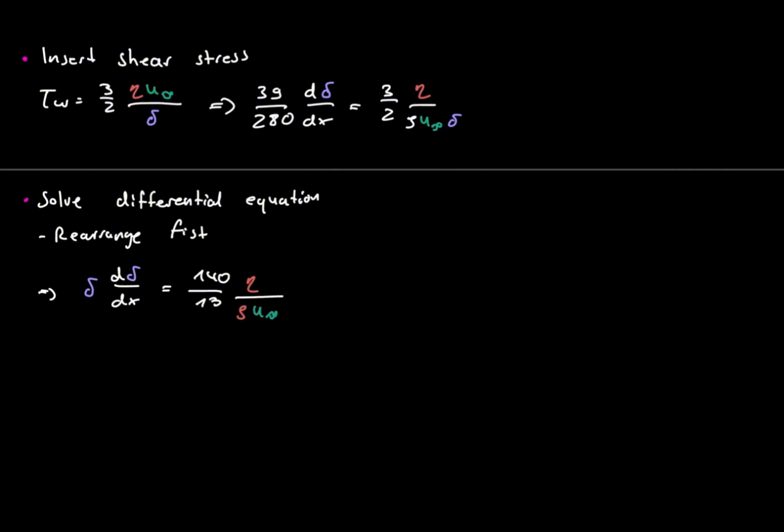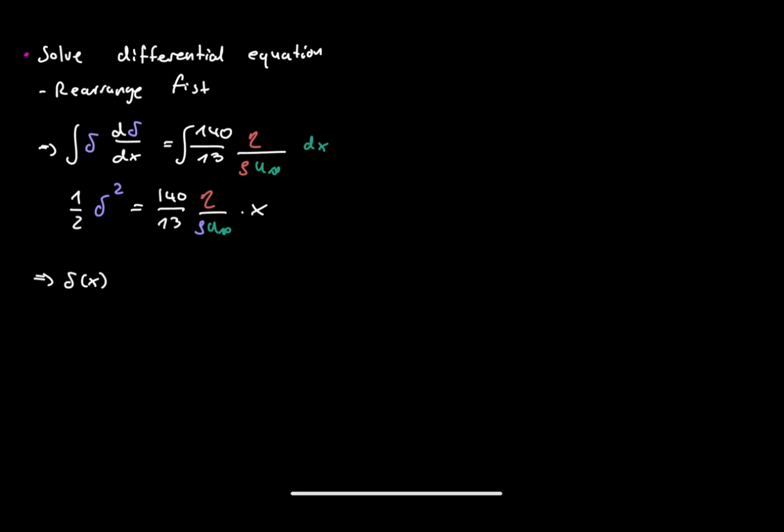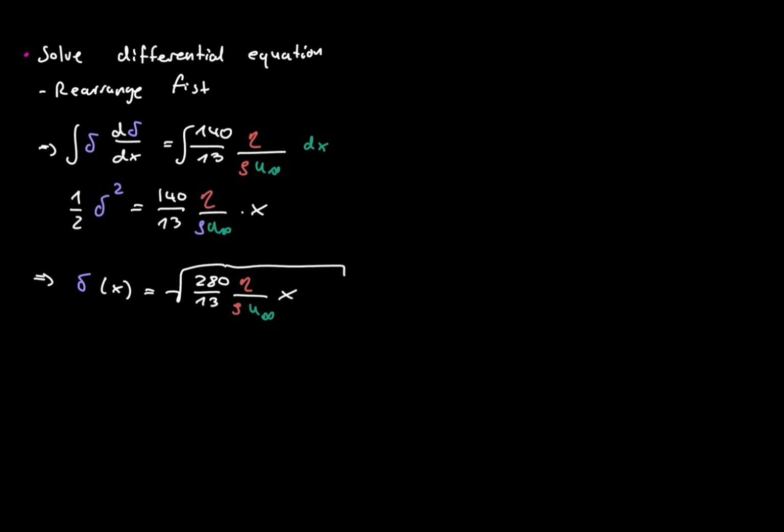We integrate both sides. This gives 1 half delta squared equals 140 over 13 times eta divided by rho u infinity times x. Solving for delta, we obtain delta of x equals the square root of 280 over 13 times eta divided by rho u infinity times x. This is the key result. The boundary layer thickness grows with the square root of x.